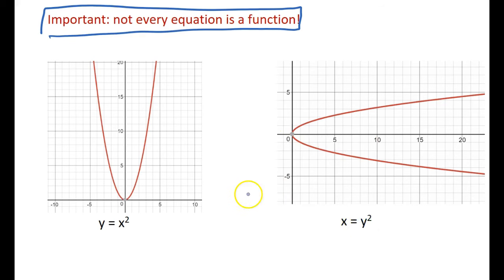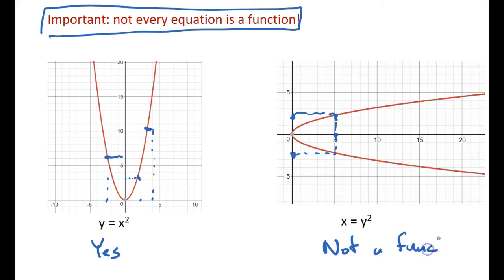So no matter what I put in for x, I'm going to get out exactly one value for y, right? So that is a function. But here, look, if I put in this value for x, I get out two values for y. So it's a relation, but not a function.